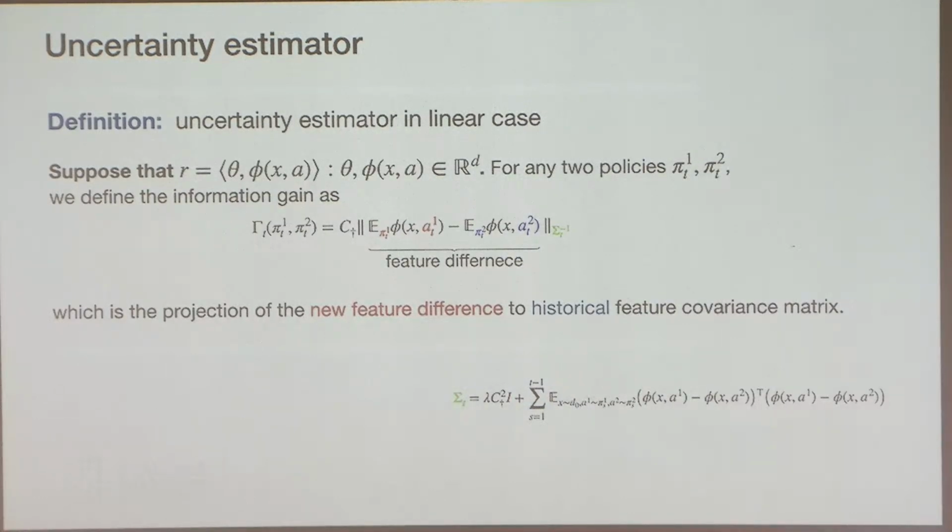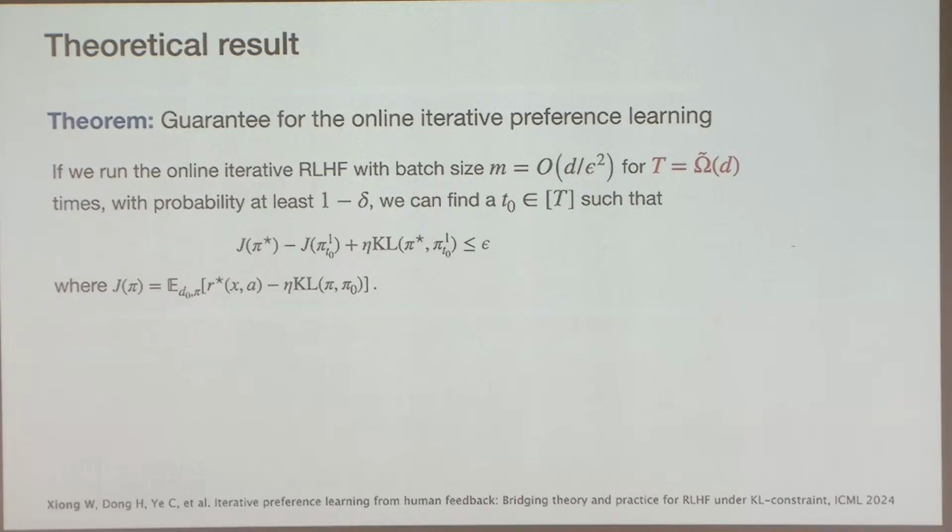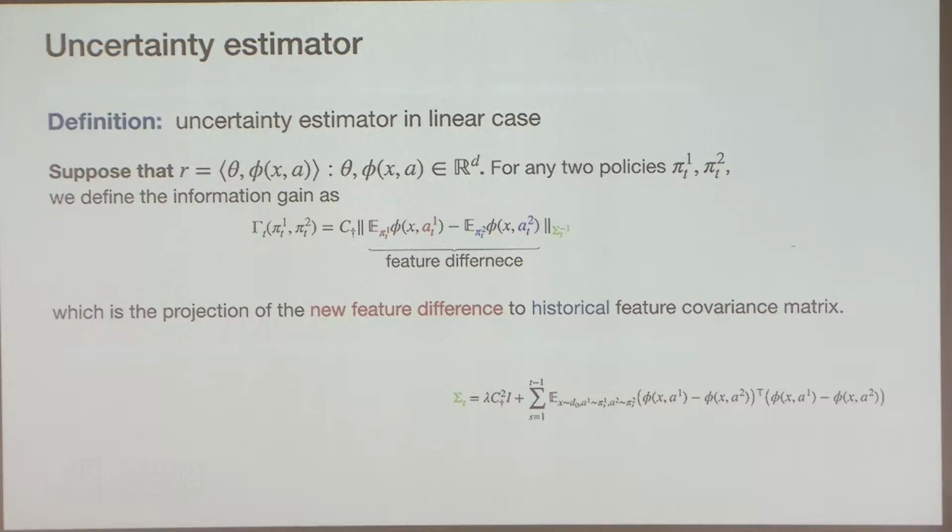You can imagine that we have a direction, and we project this direction back onto the historical feature covariance matrix. If this quantity is still large, it means that this direction is not well covered by our historical information. That's why we are more uncertain about this direction, so we want to explore toward this direction. So this is a linear case. You can definitely generalize a little bit to a non-linear setting, but we don't want to dive into the details because there is a lot of mathematics in this process.